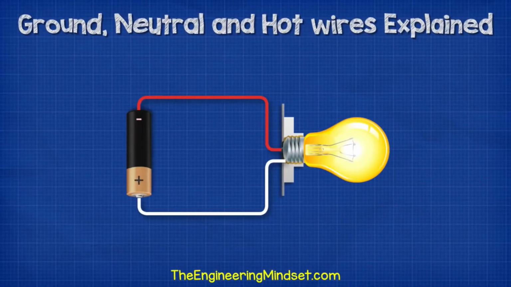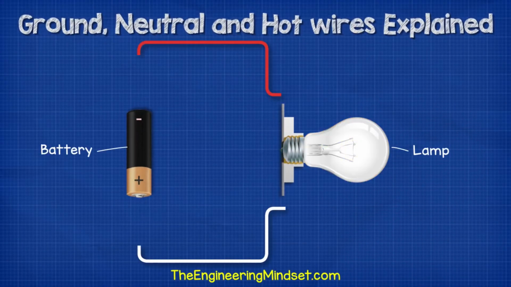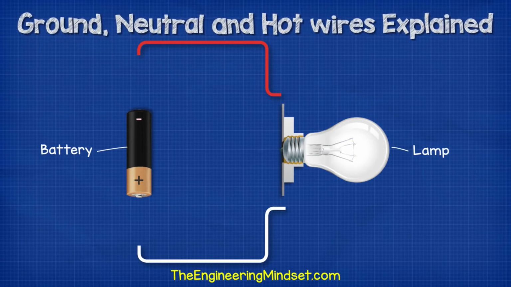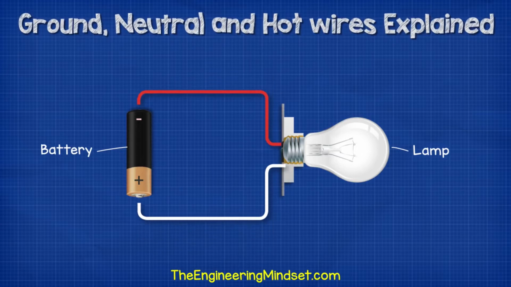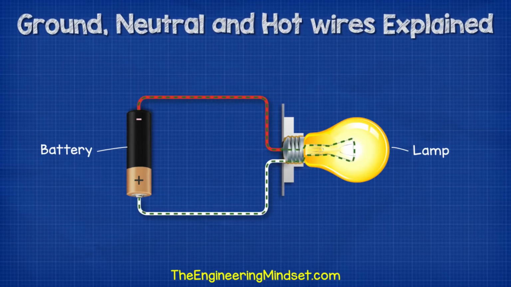When we look at a simple electrical circuit with just a battery and a lamp, we know that to turn the lamp on, we need to connect both ends of the wires to the terminals of the battery. Once we connect these wires, the circuit is now complete and electrons can flow from the negative through the lamp and then back to the positive terminal.